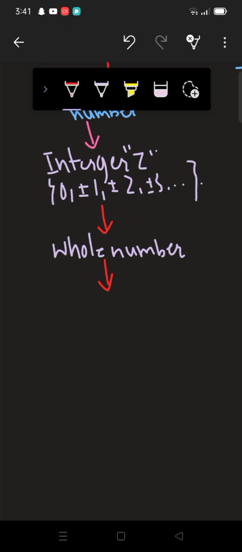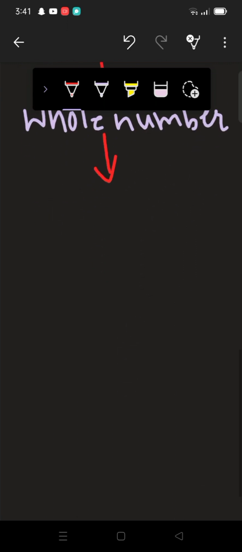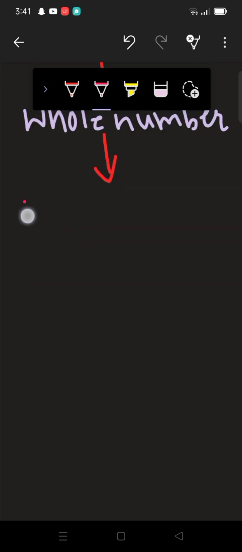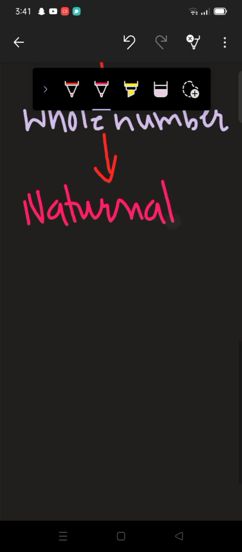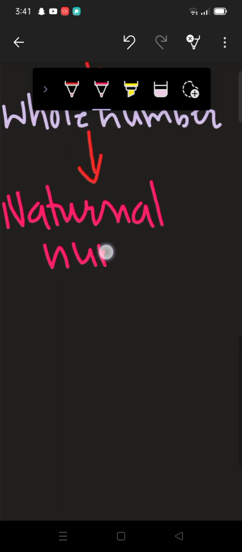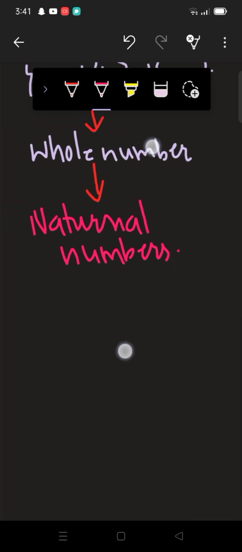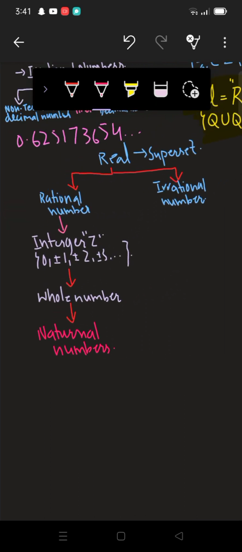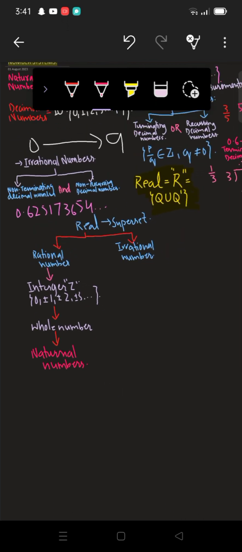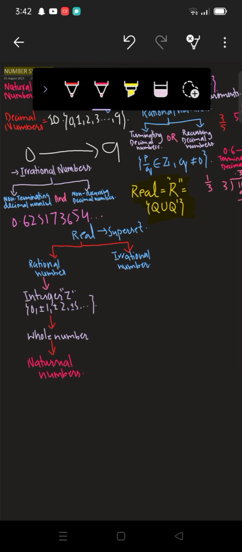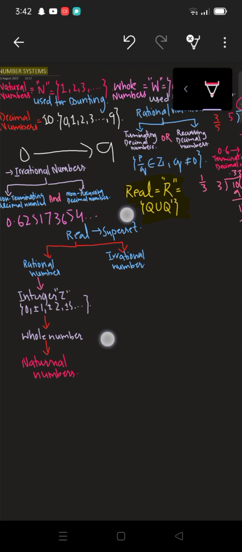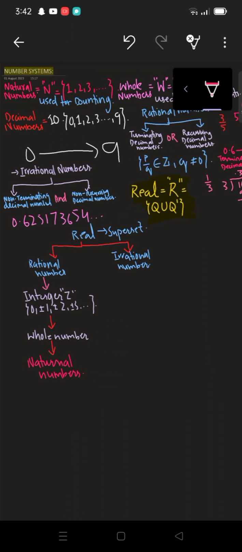Then we have, you know what, a whole number is a superset of natural numbers. Means natural numbers are a subset of whole numbers. Natural numbers are represented by capital N and start with 1, 2 and so on. Then we have artificial numbers like even numbers, odd numbers, composite numbers and prime numbers. So this is basically the classification of the number system.